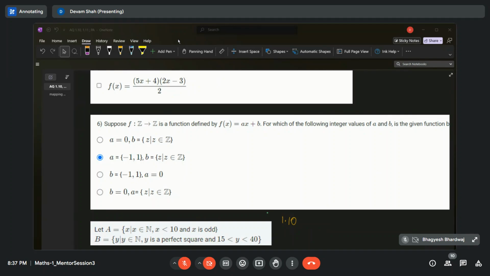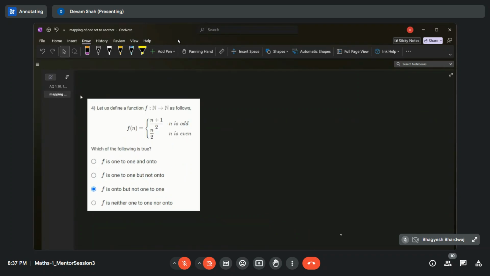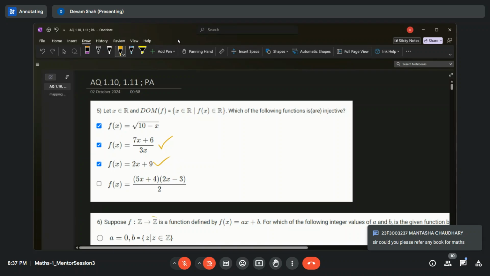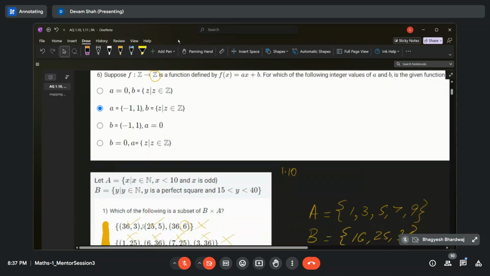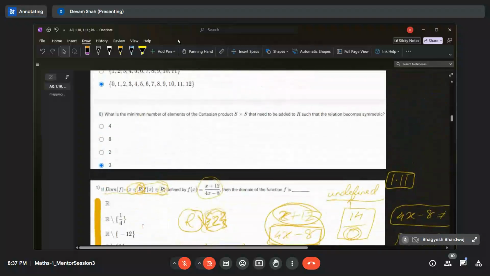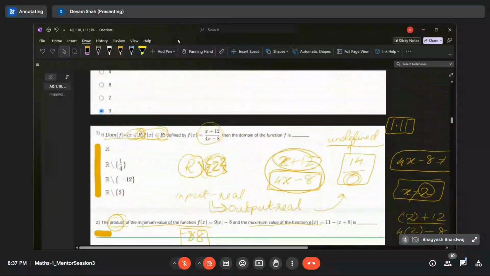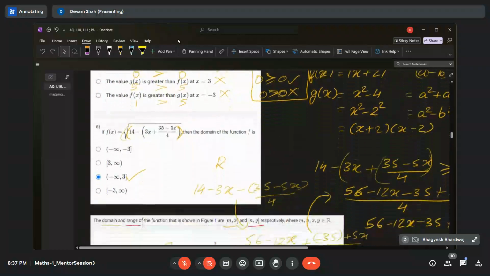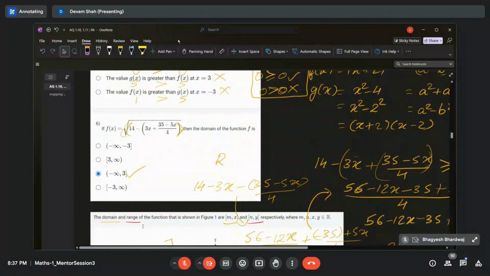Yes, sir, I have one. How to find domain, codomain, and range? Wait, codomain is already given. Codomain is this thing only. Now, if you want to find a valid domain, how would you find that? And range also. Let's do this for domain first.